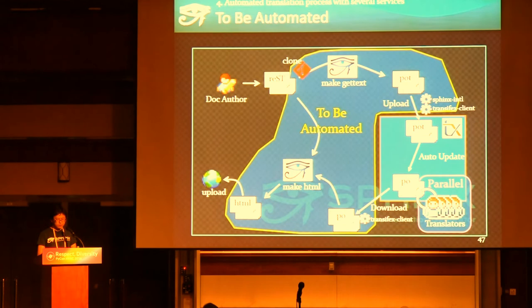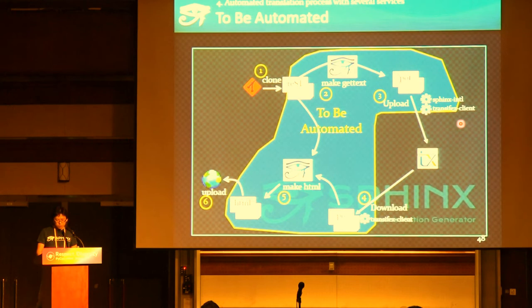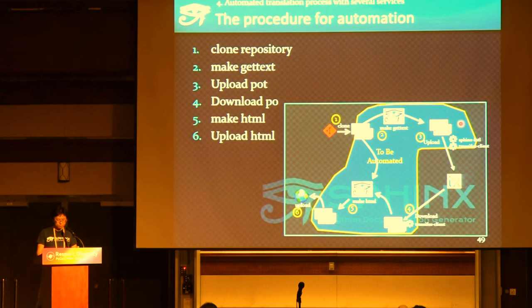Next, let's automate the central part, this big part. The process you want to automate is made up of six steps. At first, we will review the six steps. The first step is to clone the repository to be translated. Two is make gettext to generate the translation catalog. And three is to upload the POT translation catalog source and download translated PO files, and make the HTML command to generate the translated document and upload the HTML to publish it.